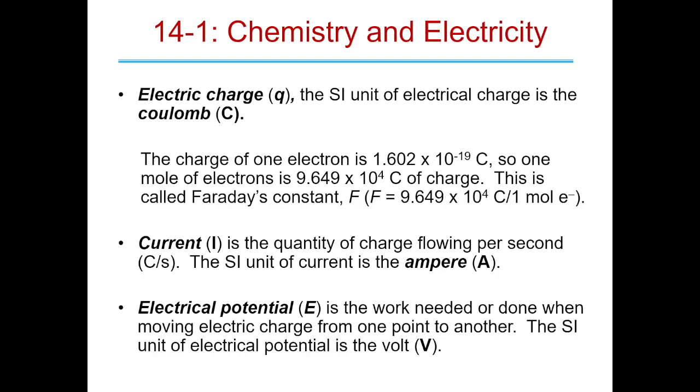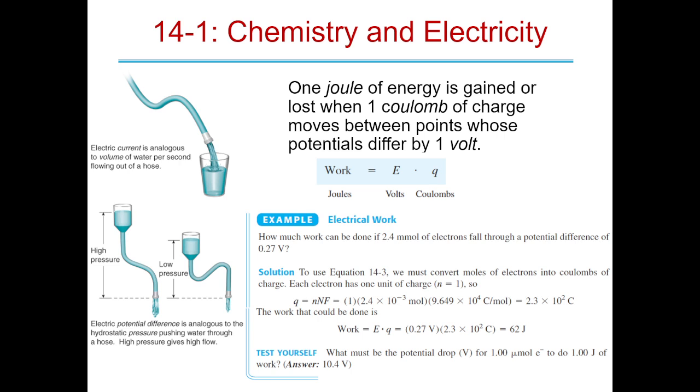Think of it more like a waterfall height. It doesn't matter how long your waterfall is, right? The height still gives the same amount of energy for going over it. Okay? Okay, so remember this is a work, so 1 joule of energy is going to be gained or lost when 1 coulomb of charge moves between points whose potentials differ by 1 volt. Okay?